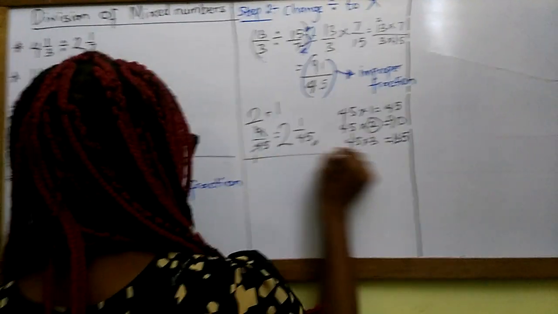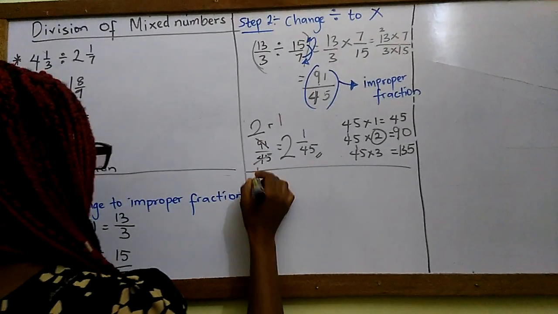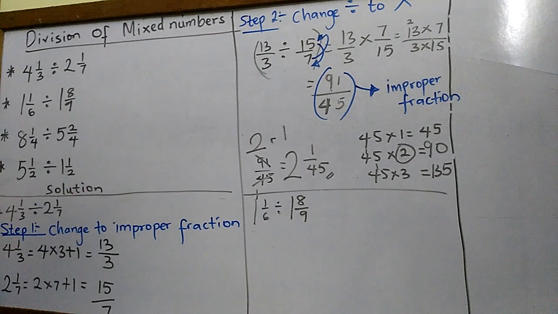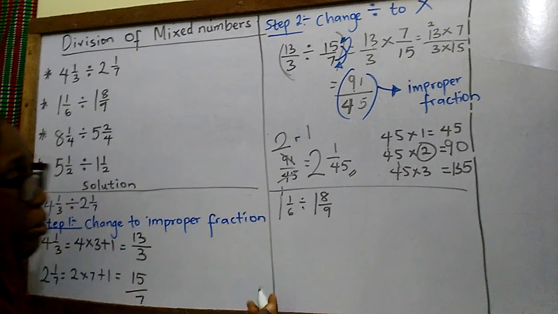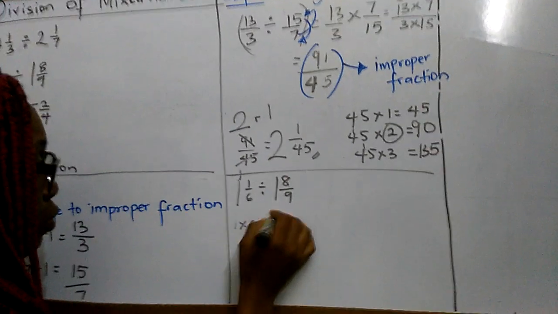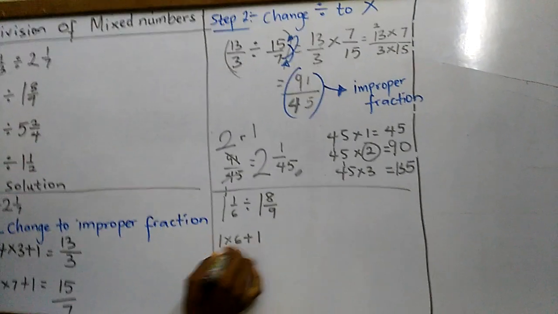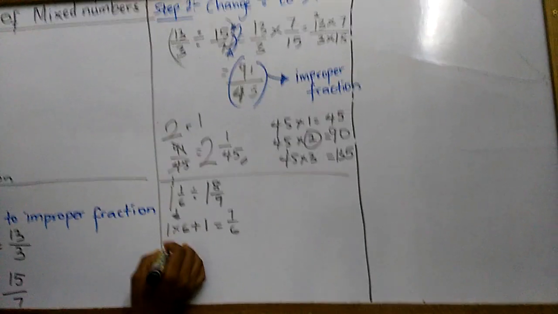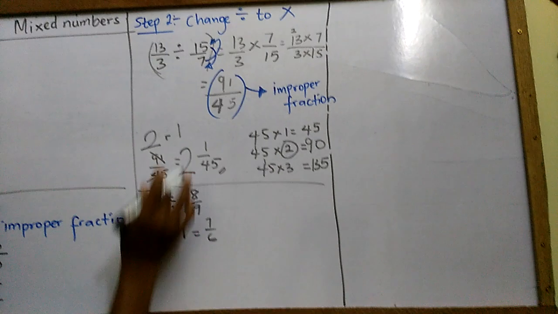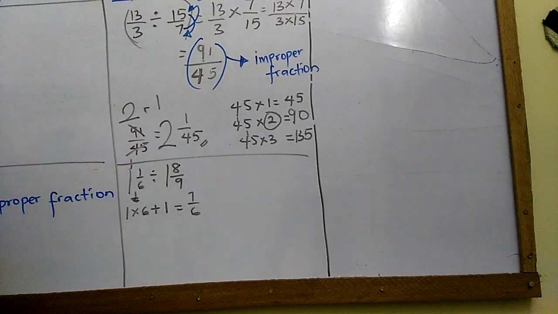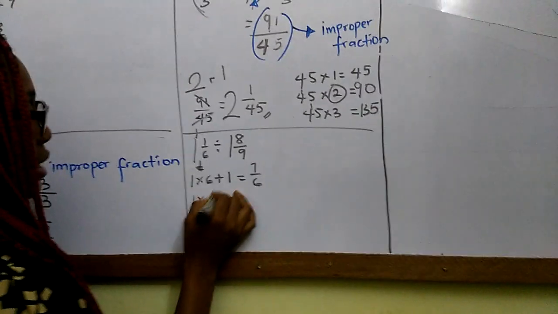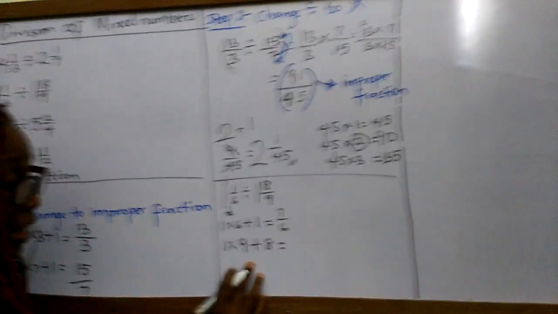Now for question 2. We have 1 whole number 1 over 6 divided by 1 whole number 8 over 9. So what we're going to do here, just like step 1, is change to improper fractions. That will be 1 times 6 plus 1. 1 times 6 is 6, plus 1 is 7 over 6. So this is the improper fraction. Now you have 1 whole number 8 over 9. Change it to improper fraction. That will be 1 times 9 plus 8. 1 times 9 is 9, 9 plus 8 is 17 over 9.